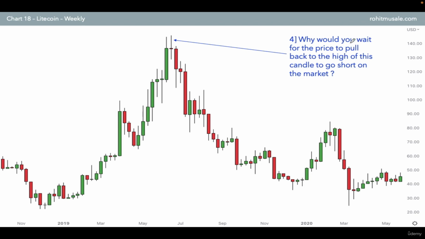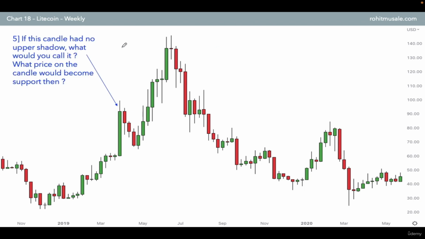Number 4, why would you wait for the price to pull back to the high of this candle to go short on the market? If you look at this candle, it's almost a doji candle. And we know that a doji after a tall white candle at a market top becomes resistance. So since that becomes resistance, we would wait for the price to pull back and then go short after that resistance is tested. Moreover, it is also the high of the evening star, which always becomes resistance.